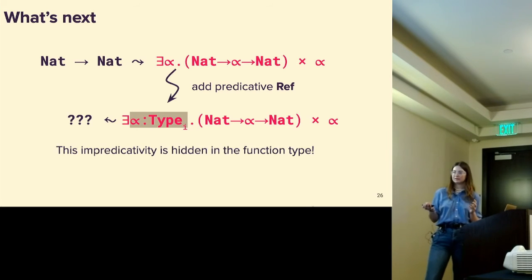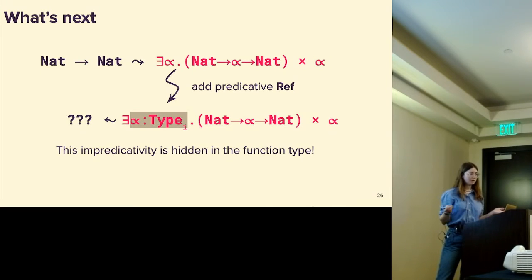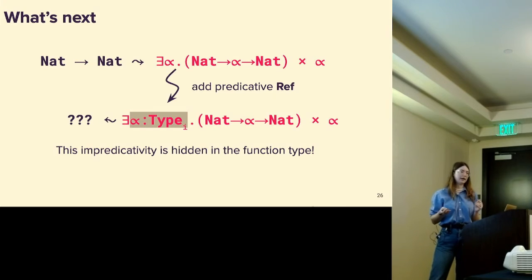The problem is that this impredicativity that we see more explicitly using existential types is actually hidden in the function type. If you think about function nat to nat, all you're reasoning about is the input and output types. You know nothing about the environment. So let's take a look at how we encode this.